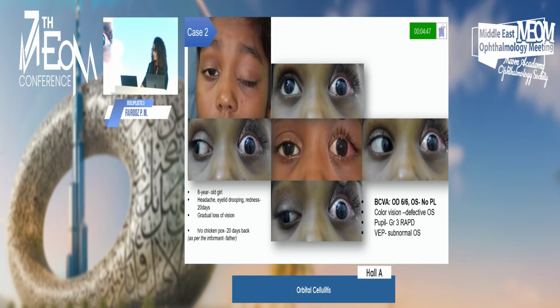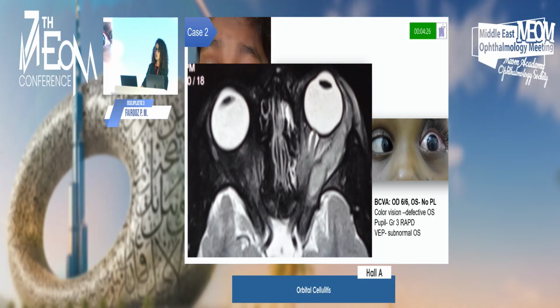Case 2 is a very interesting case where this child presented, an 8-year-old girl with headache, eyelid drooping, and redness. As you can see here, she has a frozen orbit presenting with orbital cellulitis, where the father has given a history of chicken pox, and the best corrected visual acuity in the left eye was no PL when she presented to us. So in this case, it was an emergency. She was seen at 2 p.m. We took her into the OR 4 hours later, and as you can see here, she has a muscle abscess.